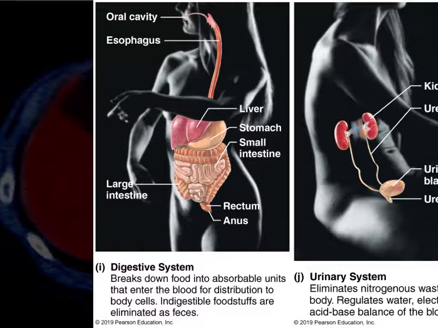Okay, and then the urinary system. Kidneys, ureter, urinary bladder, urethra. What's the purpose of your urinary system? Eliminate waste. So the kidneys are going to help filter the waste out of your blood. So they'll pull it out and send it out your pee. That's part of it. Eliminating waste.